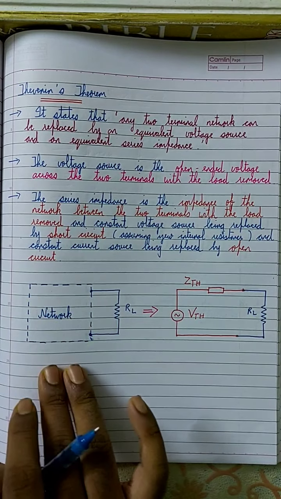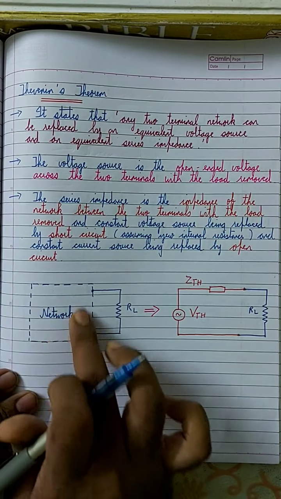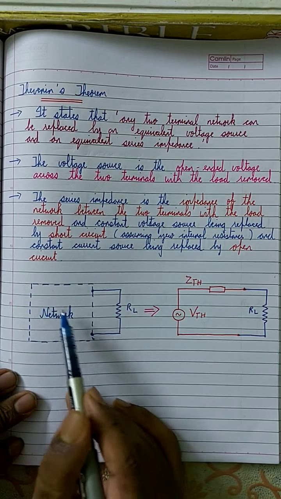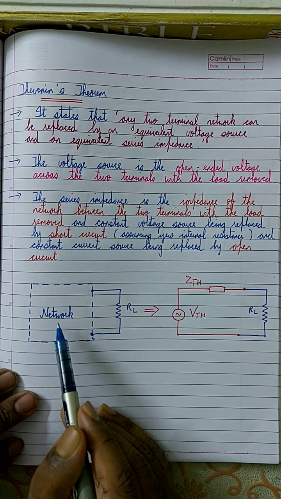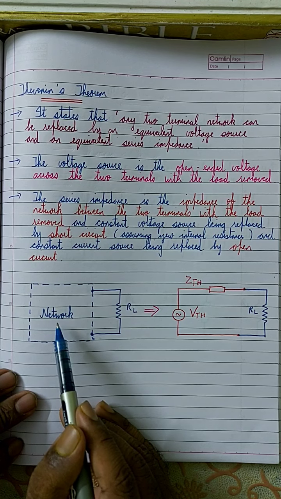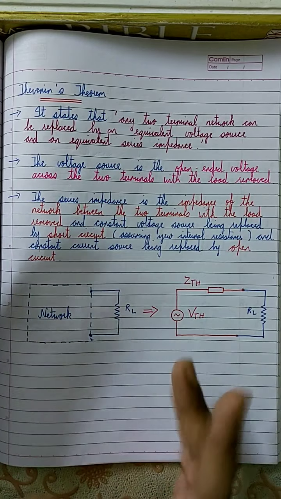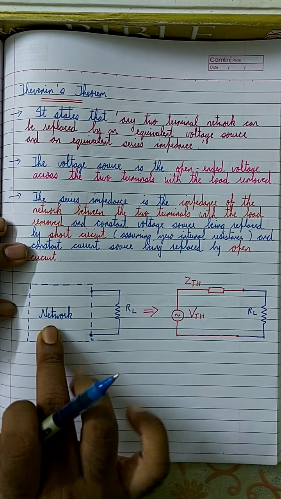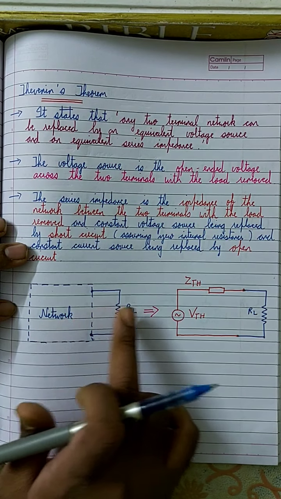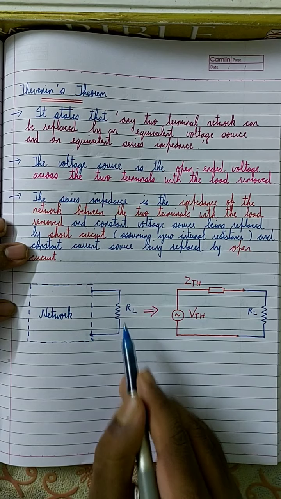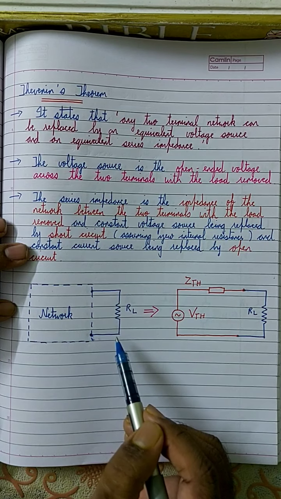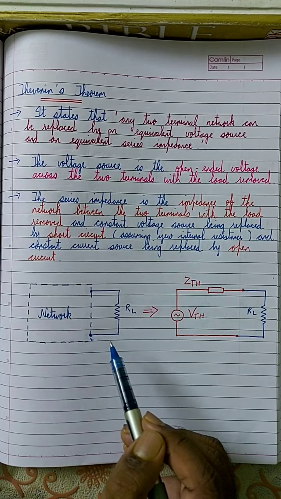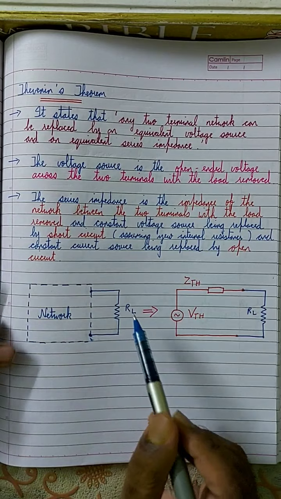If you look at the circuit, you can see that this is the 2-terminal network. Inside this network there will be a lot of other items like resistors, capacitors, inductors, voltage sources, and current sources. All these elements are interconnected however it is. This network is connected to the load resistor, which is called RL. You all know what a load is, right? Load is the output device through which the output is connected. That is called the load. So this is the load.